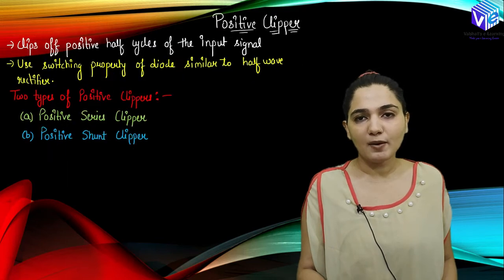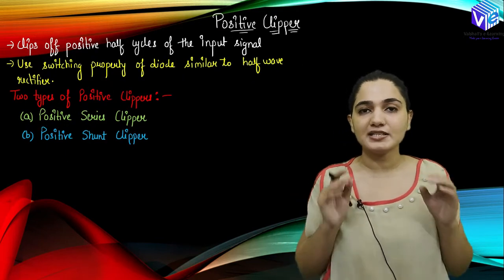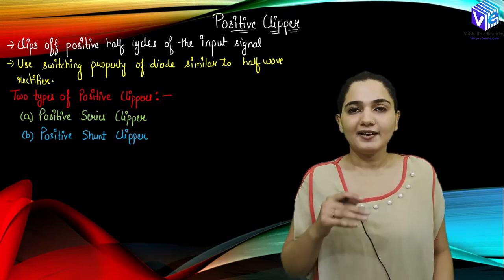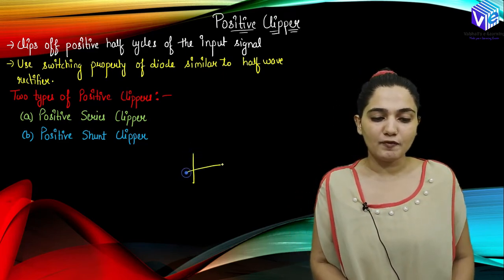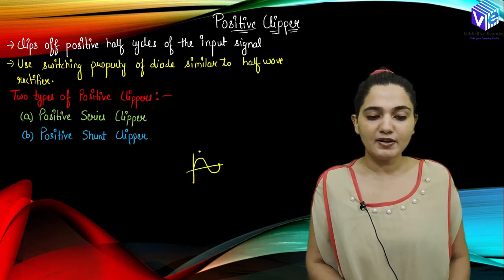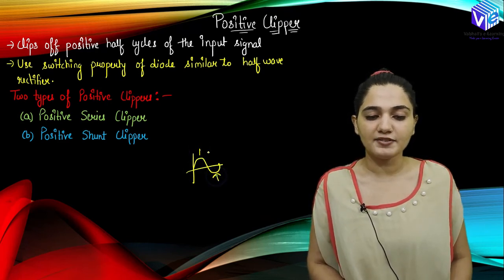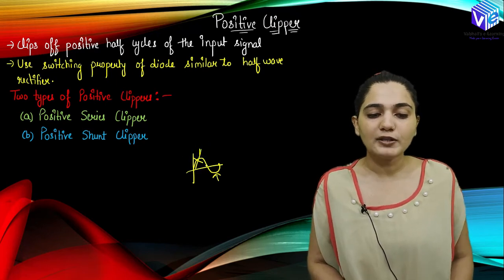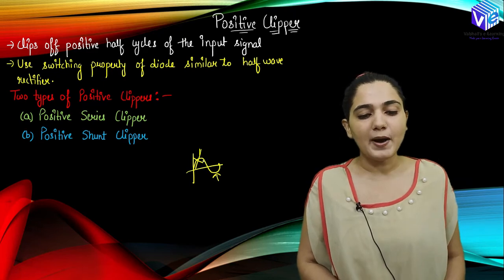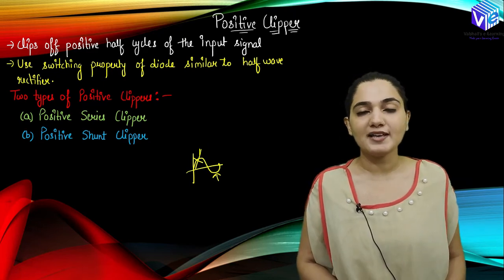First of all, let's talk about the positive clipper. As the name suggests, the positive clipper is going to clip off the positive half cycle. At the input we will have a sinusoidal wave, which has a positive half cycle and a negative half cycle. If I want to block the positive half cycle, I will use the positive clipper. It will not pass the positive half cycle, it will just pass the negative half cycle.